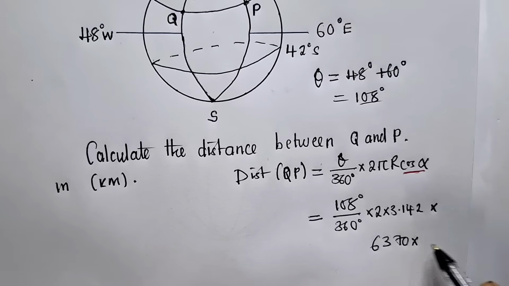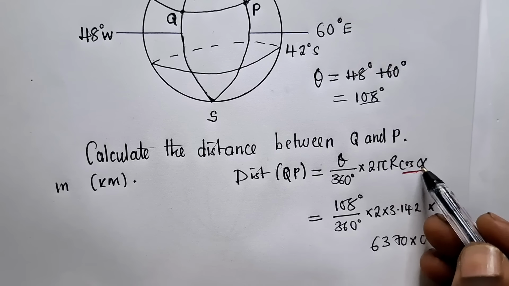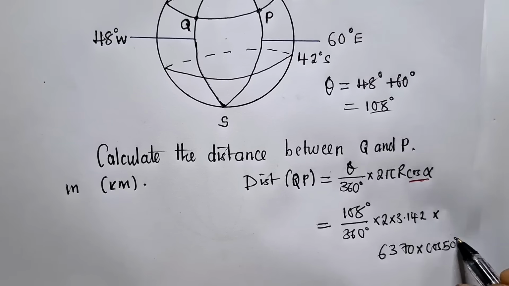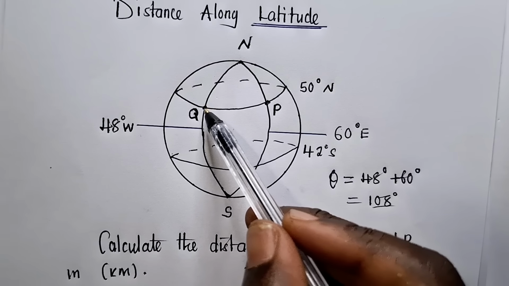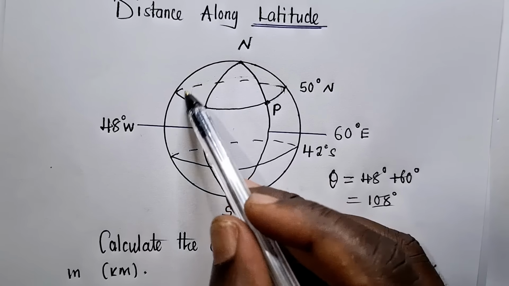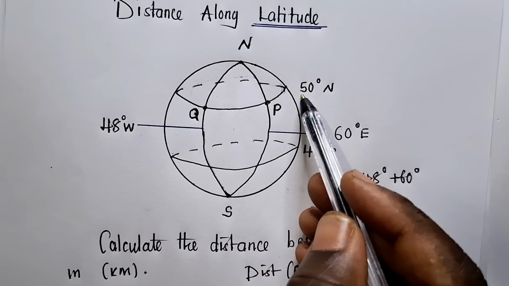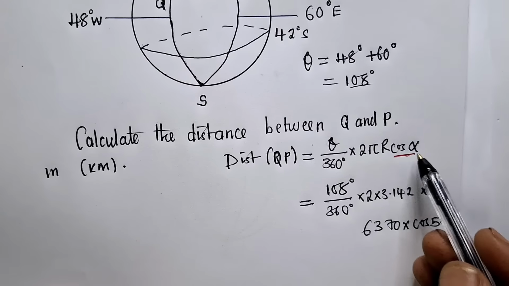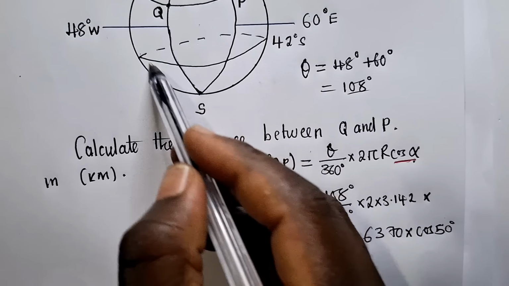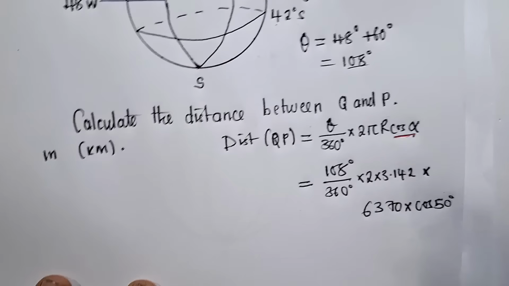6,370 times cos alpha. What are we supposed to put where alpha is? We are putting 60 degrees. So you always put the name of the latitude where that distance is happening. What's the name of this latitude? It's 60 degrees north. So for alpha, you put 60. If the distance was happening here, we would have put a 42.